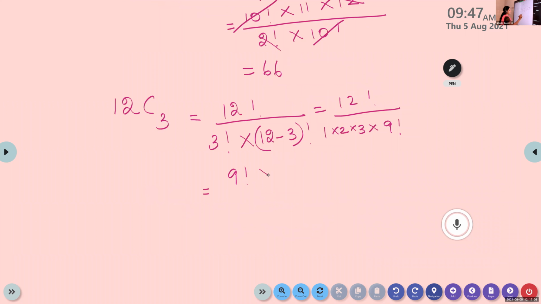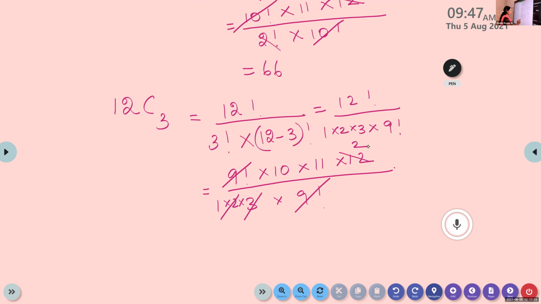12 factorial, we can write this as 9 factorial into 10 into 11 into 12 by 1 into 2 into 3 into 9 factorial. So these two will get cancelled. 3 and 2, 6 will become 2. So we'll get 10 into 11 into 2, so 20 into 11. So the answer is 220. Is it correct? Check your answer, children. So 12C3 is 220.